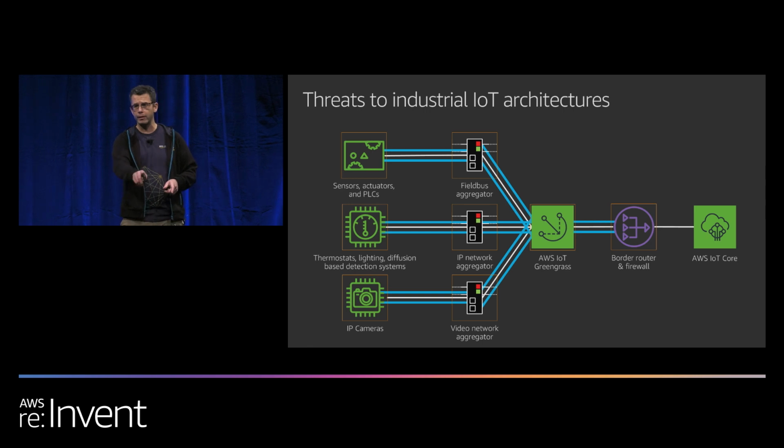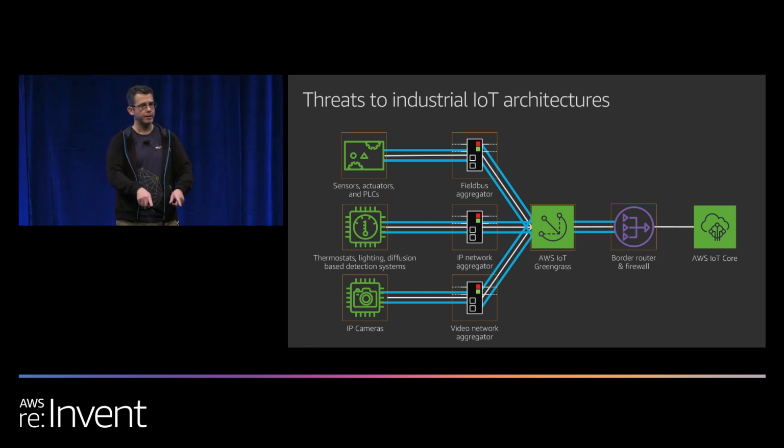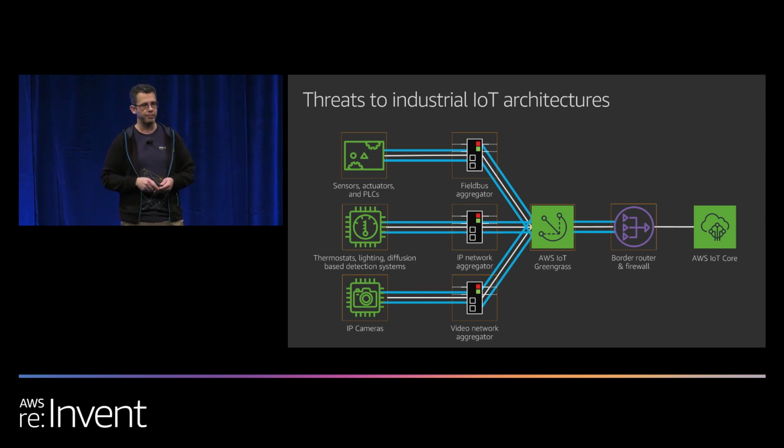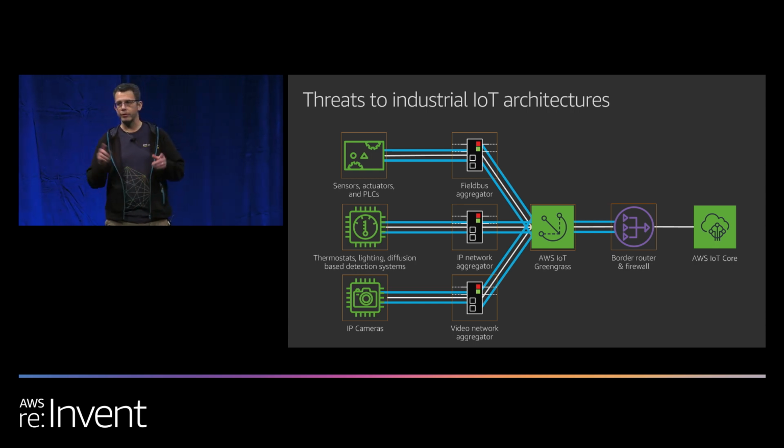Now again, between those aggregators that you see in the middle and AWS IoT Greengrass, unless you're doing something special with your aggregator, that's a TLS 1.2 connection. It's connecting to the MQTT broker in Greengrass using TLS 1.2. Likewise, from Greengrass to the AWS cloud, you're using TLS 1.2. So you have security in transit in those cases, but to the left-hand side, generally not.